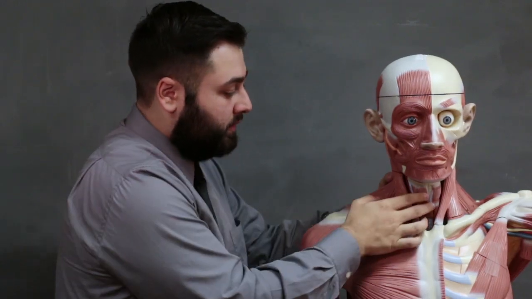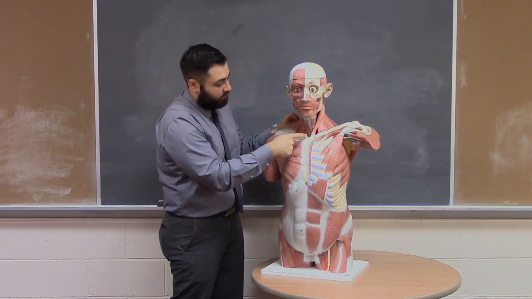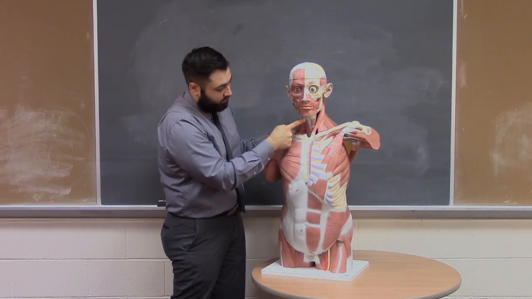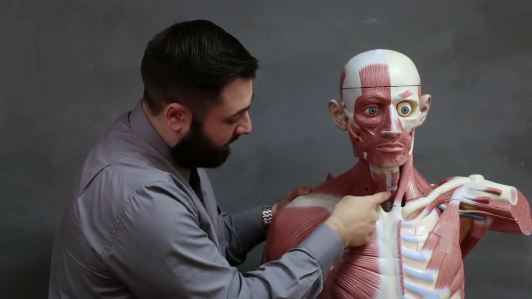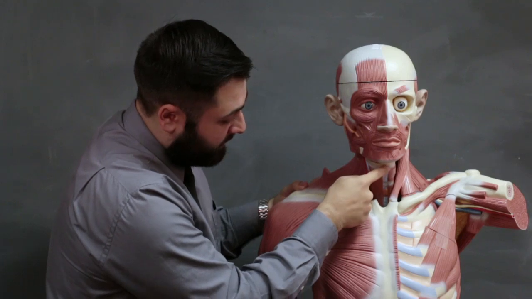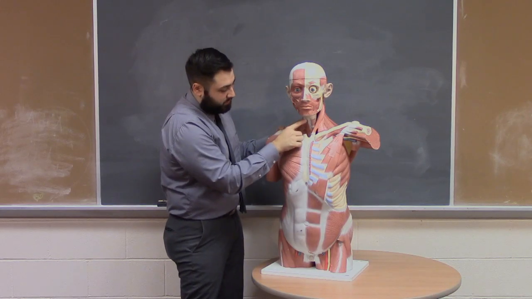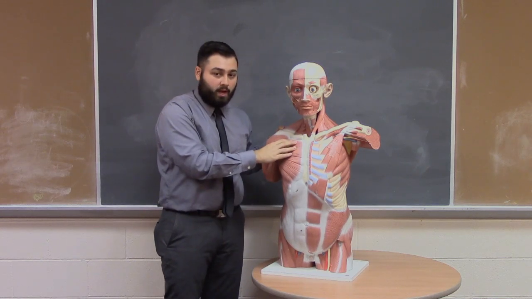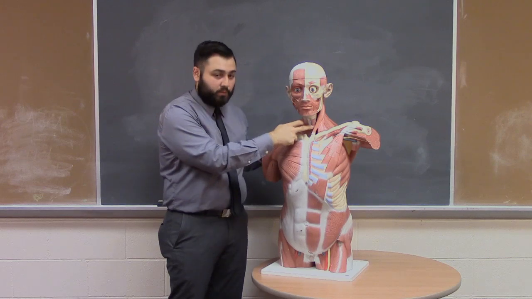Next, we're going to get to the throat muscles. We have from here, from the sternum to the hyoid bone, we have the sternohyoid. From the sternum to the thyroid, we have the sternothyroid. From the thyroid to the hyoid, we have the thyrohyoid. Now, all these muscles help with depression of the hyoid bone, and the sternothyroid helps with depression of the thyroid as well.